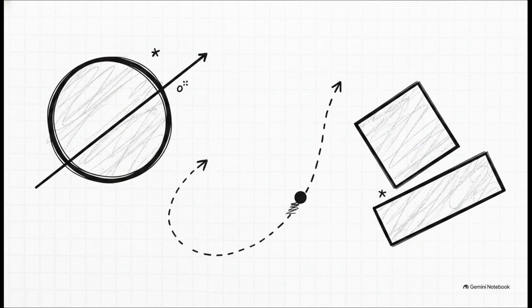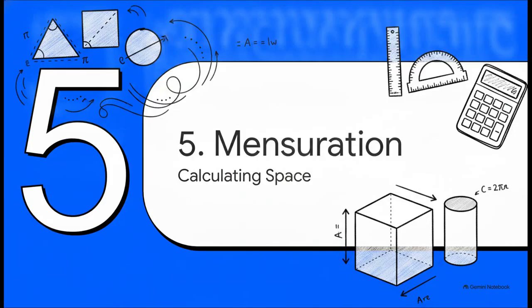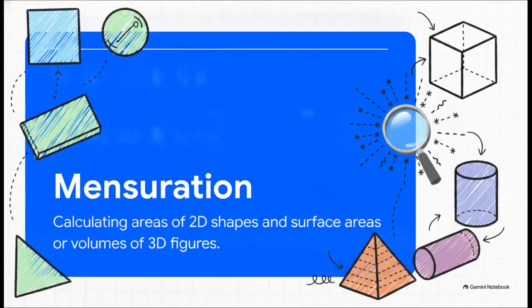Now, we just discussed geometry and all those shapes and theorems, but how is that different from our fifth realm, mensuration, calculating space? It's a great question, actually. While geometry is all about theoretical properties, proofs, and the relationships between lines and angles, mensuration is just the pure, hard calculation of space. It's about taking those 2D shapes we just talked about, parallelograms, squares, rectangles, triangles, circles, and finding their exact numerical area. It's also about calculating the physical surface area and the volume of 3D figures.